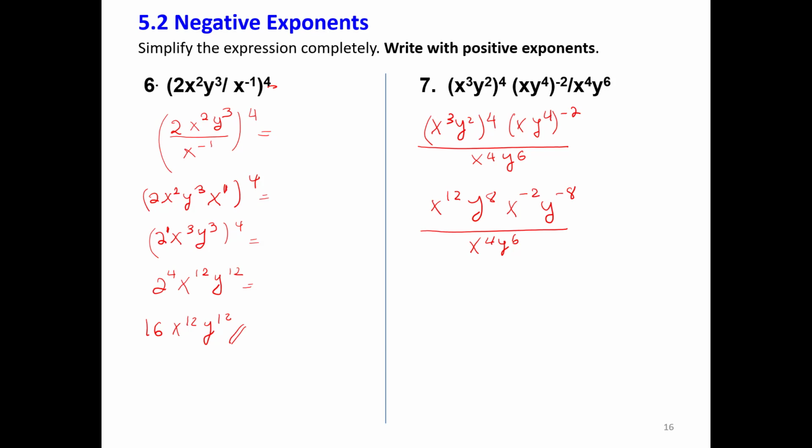Then now what we can do is try to see if we can simplify the numerator. Let me write here, x to the 12. We need to add the exponents, but in this case, this exponent is negative. If one of the exponents is negative, we just need to subtract. This is 12 minus 2, which is 10.